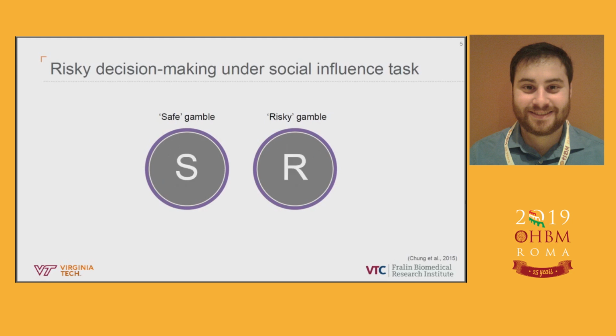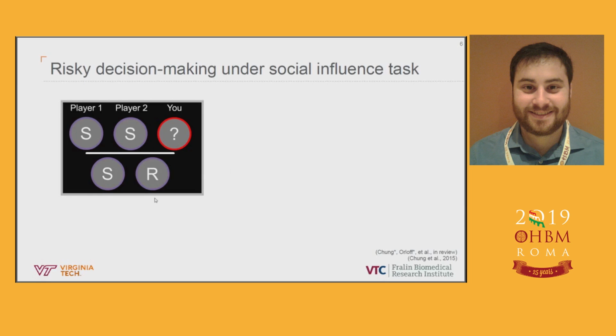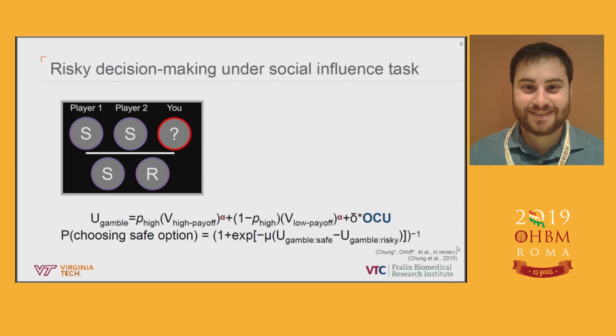And for the rest of this talk, you'll see the safe gamble with an S in the middle and the risky gamble with an R in the middle. So in this task, individuals are asked to choose between these two options after viewing the choices that two other players make. And through computational modeling of this task, we can obtain two parameters representing how individuals are making their decisions. The first parameter is risk preference, which is a nonlinear transformation to the values shown in the gambles. The larger an individual's risk preference is, the more they tend to choose the risky option.